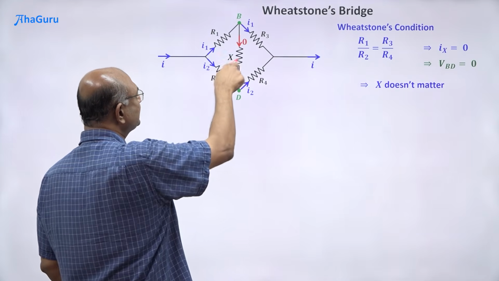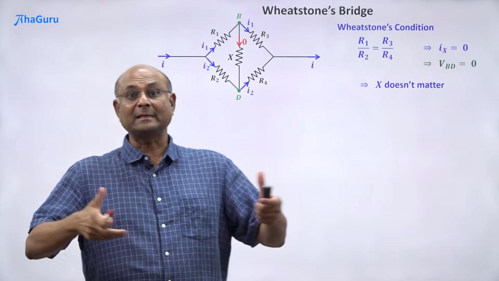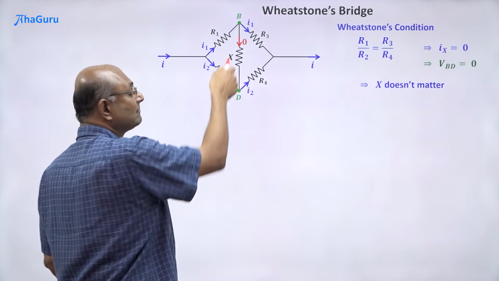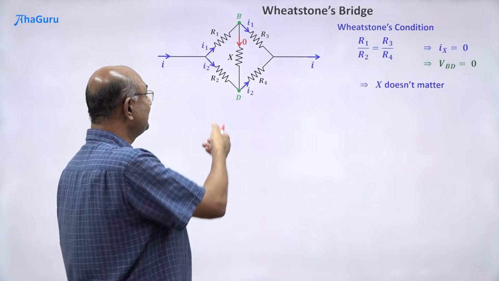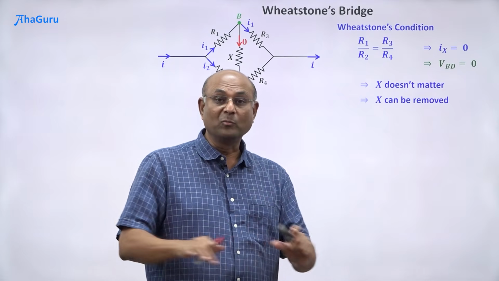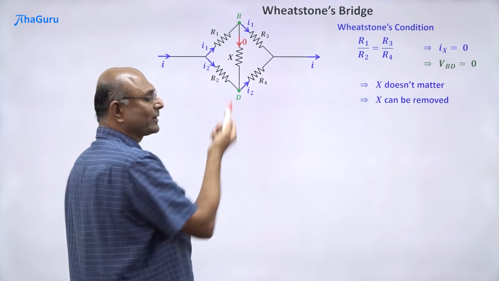You can replace X by any other resistance. I can keep increasing the value. If you keep on increasing it, I've made it very, very large. It is like saying this is an infinite resistance, which actually means you can pull out the resistor. So X can be removed. X is removed, obviously there is no current.